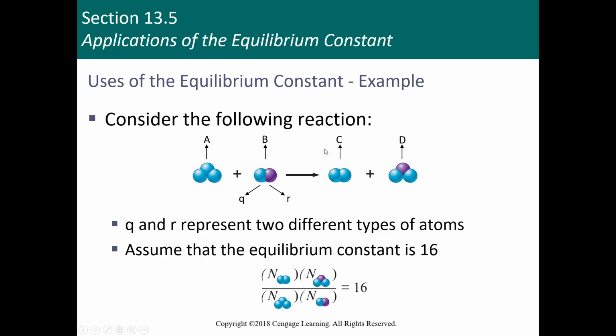So here's another example of this. Let's consider the following reaction. We have species A reacting with species B, and that gives us species C and D. So Q and R will represent two different types of atoms. This could be oxygen, this could be hydrogen, I don't know. Whatever you want it to be. So let's assume our equilibrium constant is 16 here. And so again, how do we generate this equilibrium expression? Products over reactants. Okay.